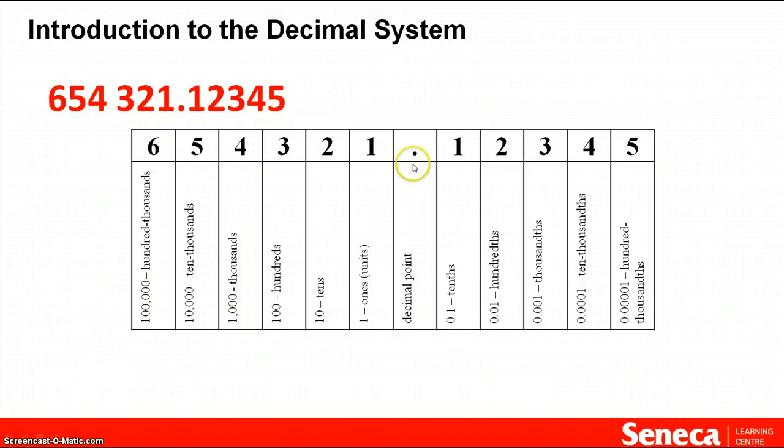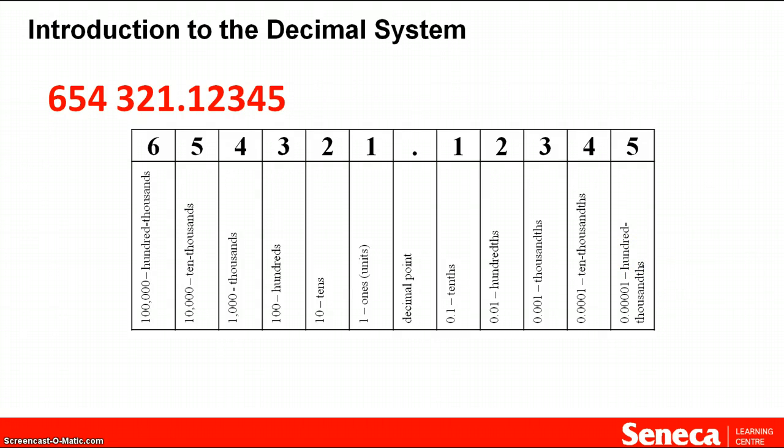The same thing can be applied to numbers that fall to the right of the decimal point. We should know that numbers to the left equate to whole numbers, while numbers to the right of the decimal equate to fractions of numbers. Therefore, the 1 here represents tenths, while the 2 represents hundredths, the 3 thousandths, the 4 ten thousandths, and the 5 hundred thousandths.